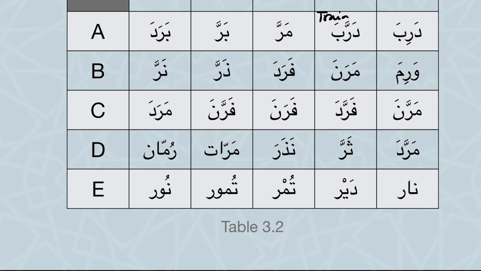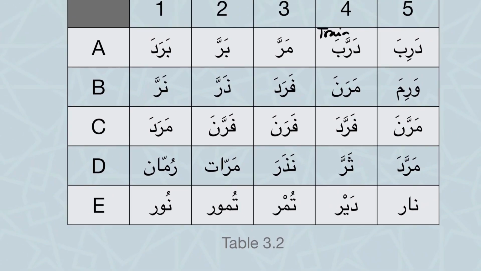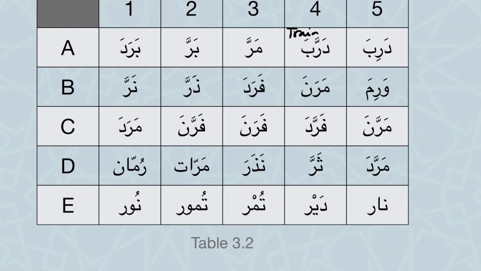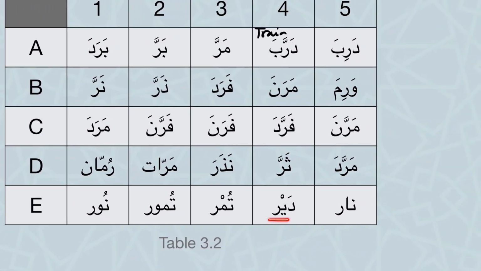Yeah, let's start with number one. Perfect. Say it again. Be careful that the ta has a dhamma. Perfect. Tumur. Tumr. Number four. Dair.